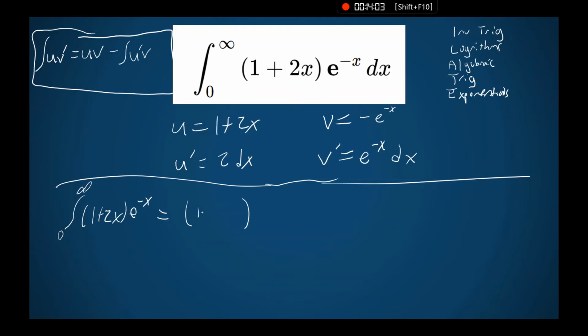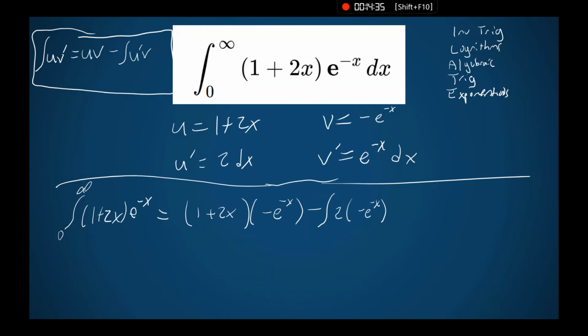One plus 2x times negative e raised to negative x, minus the integral of 2 times negative e raised to negative x. Okay, awesome.